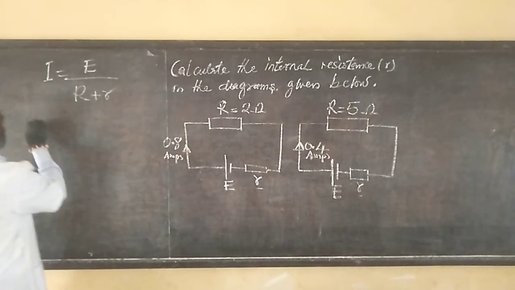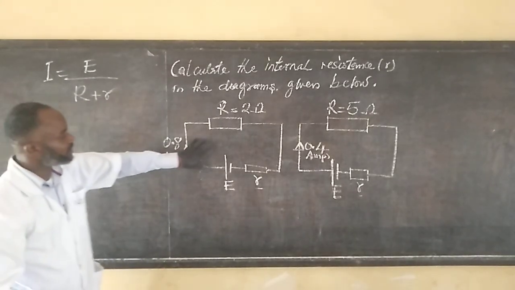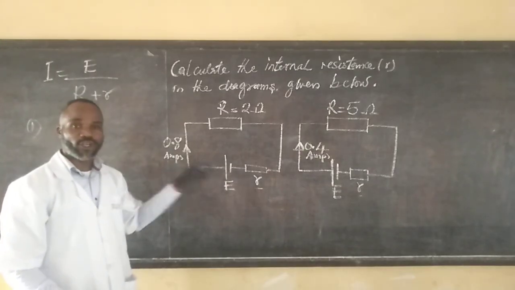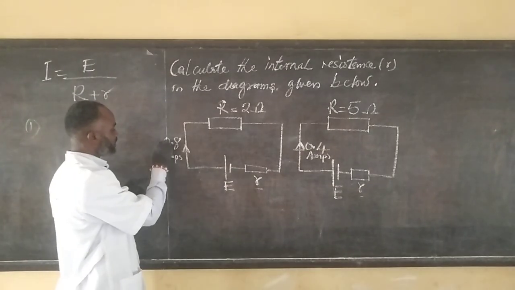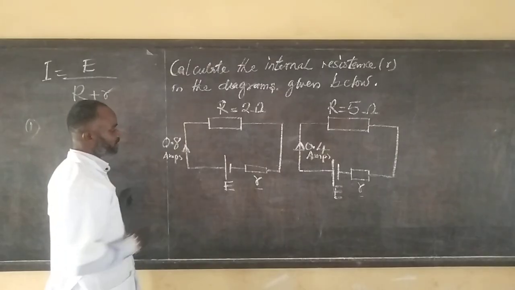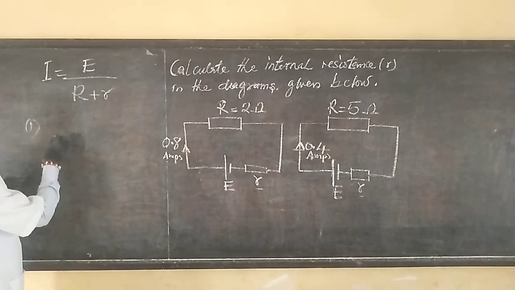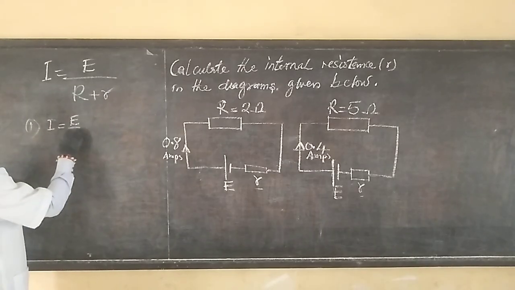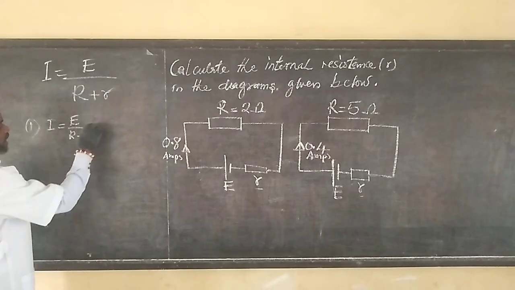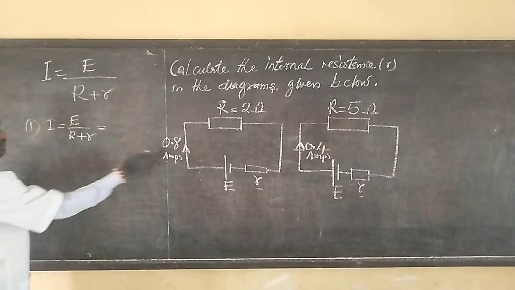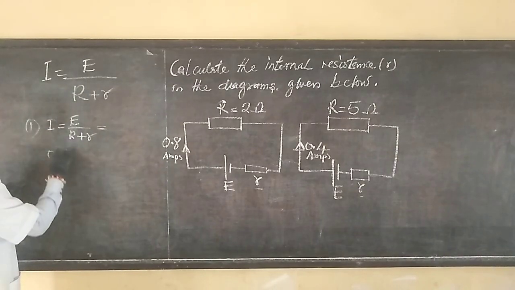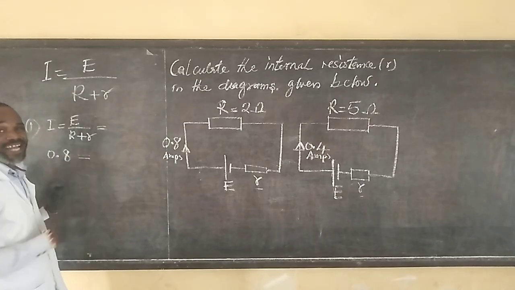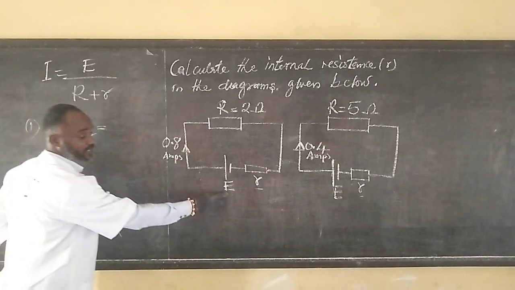So for the first diagram, let's substitute. We have capital R, and the current is given as 0.8. Very simple. We have I is equal to E all over R plus small r. So we have current 0.8, then we retain our E because E is not given. We retain it.